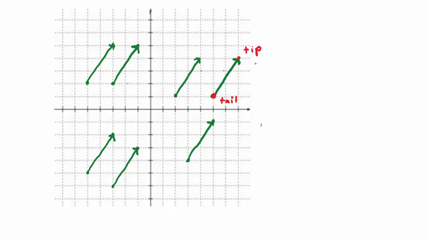What did I do in each of those arrows to get from the tail to the tip? Right 2 over 3, either way, right? Oh, yeah. Right 2, up 3 is what I should have said. And that's true no matter which one you look at, no matter which tail and no matter which tip you look at, to get from the tail to the tip, you go right 2 and up 3.